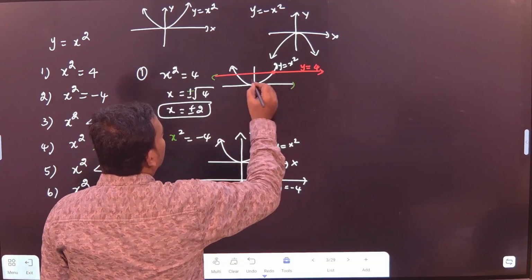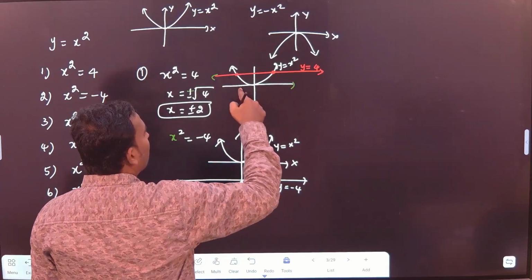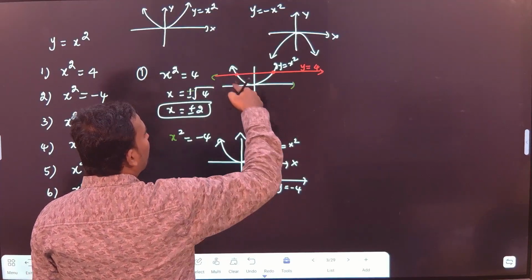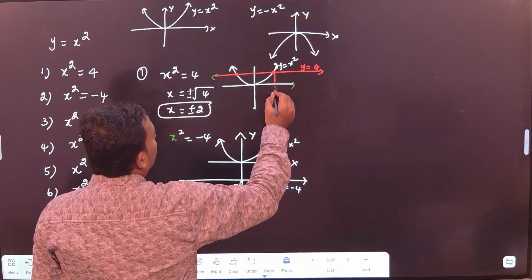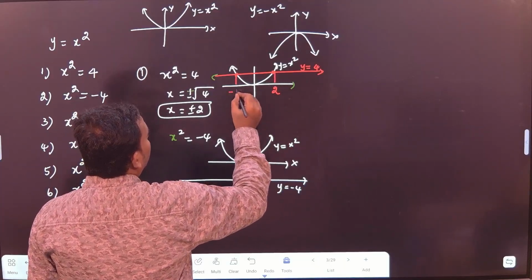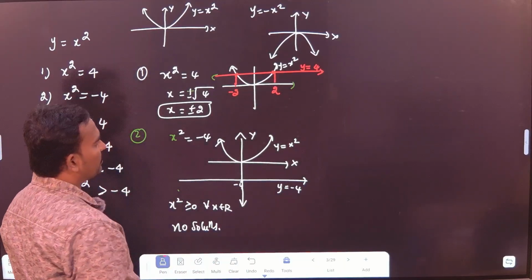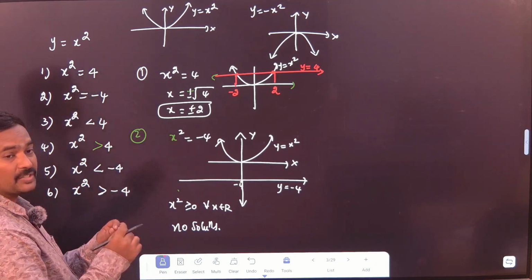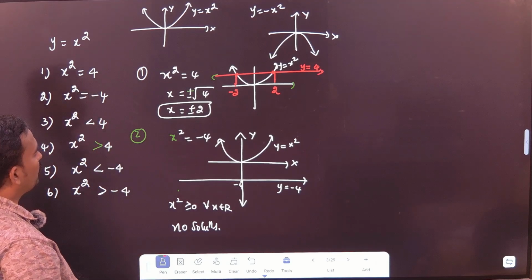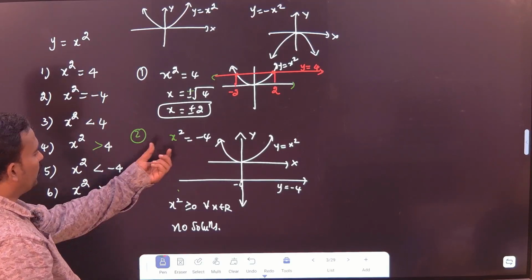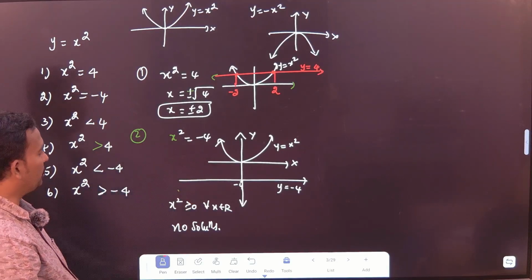So where the curve and the line y is equal to 4 and y is equal to x square intersect is at plus 2 and minus 2. These 2 points only are intersecting, right? Because they satisfy the equation of the curve. Therefore, 2 solutions are possible. Second one, there is no intersection, therefore no solutions.